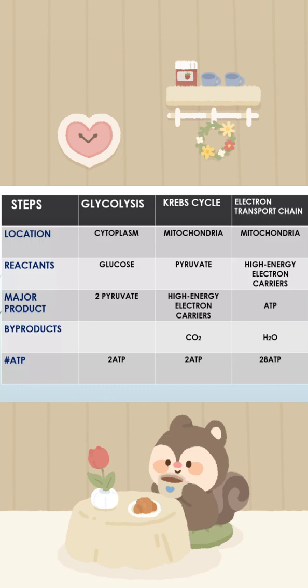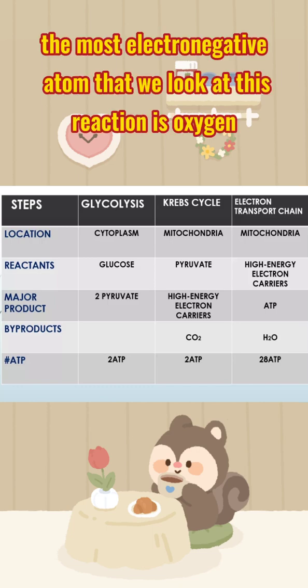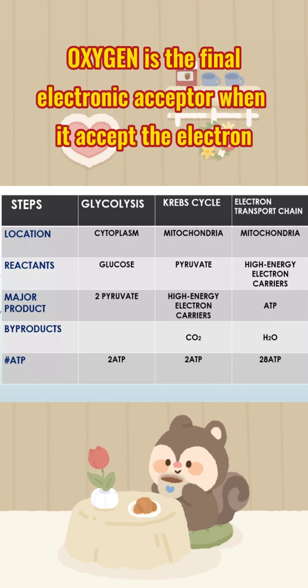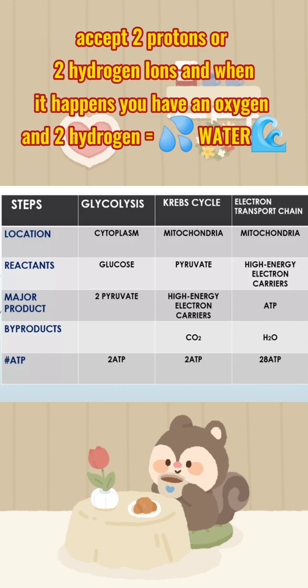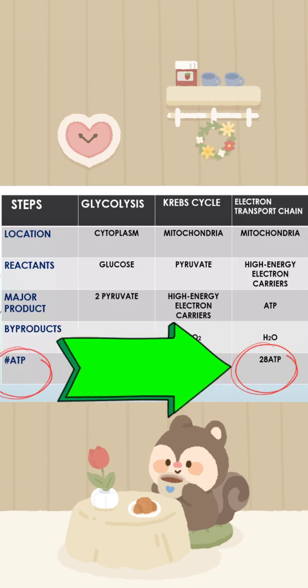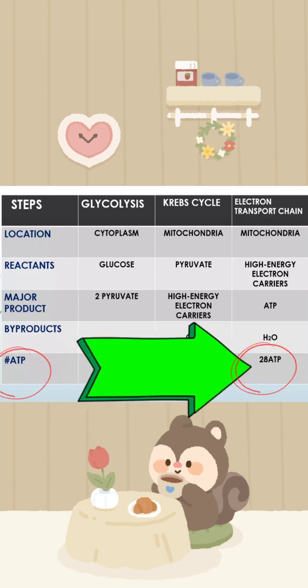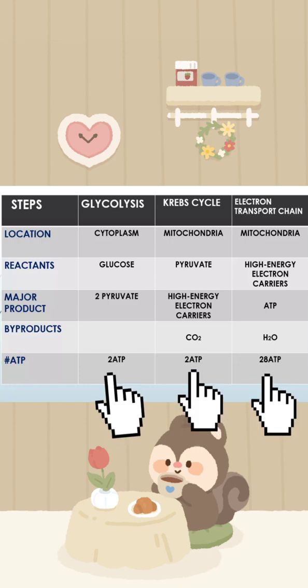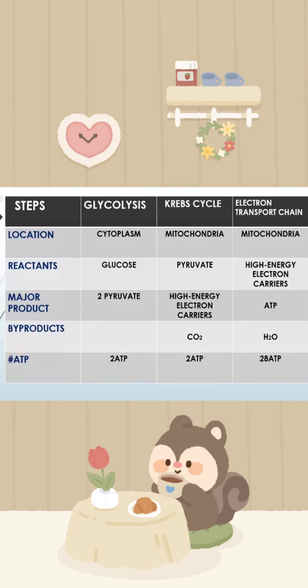You might remember that the most electronegative atom that we look at in this reaction is oxygen. Oxygen is the final electron acceptor. When it accepts the electron, it also accepts 2 protons or 2 hydrogen ions. When this happens, you have an oxygen and 2 hydrogen. You produce water. Most importantly, the number of ATP that we produce in this final step clearly outweighs the ATP that we produce earlier.